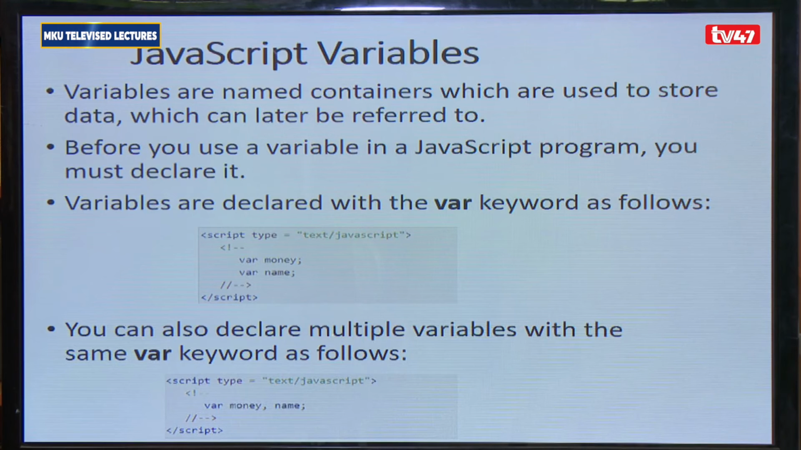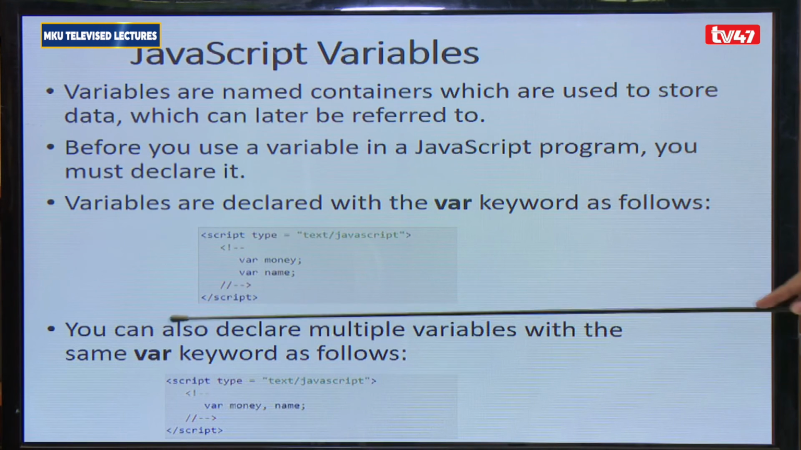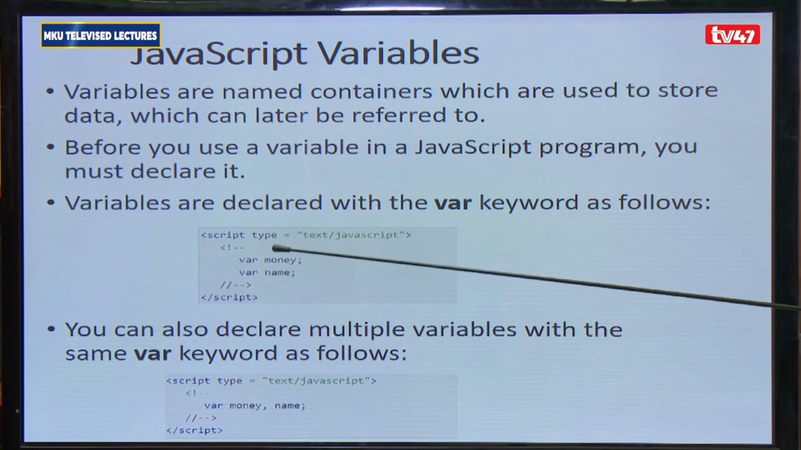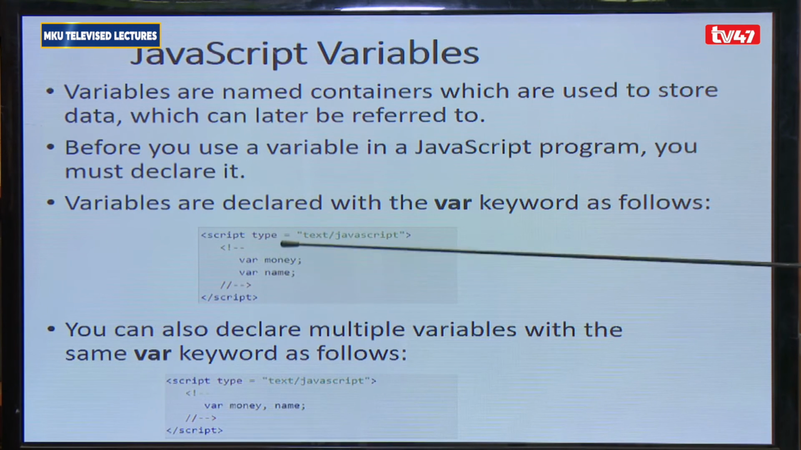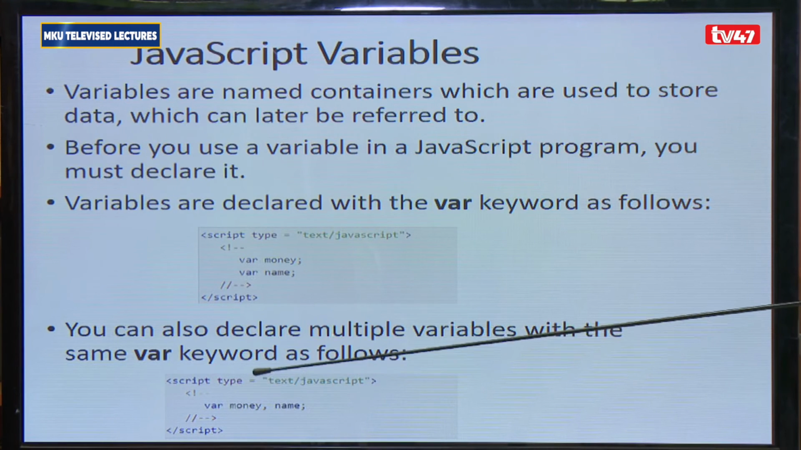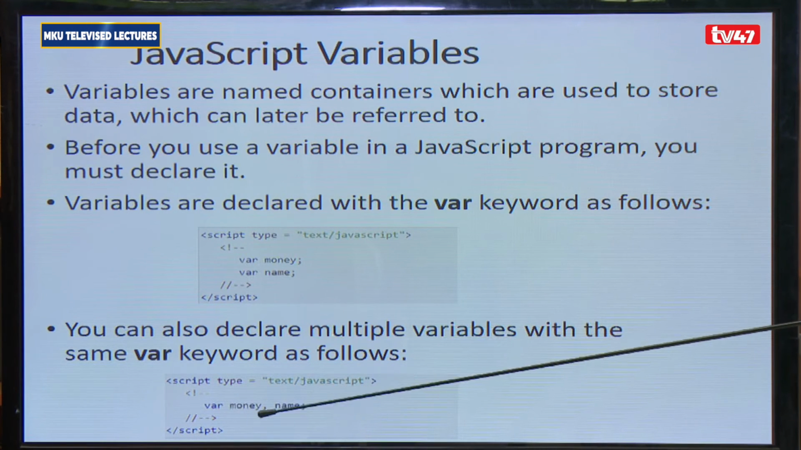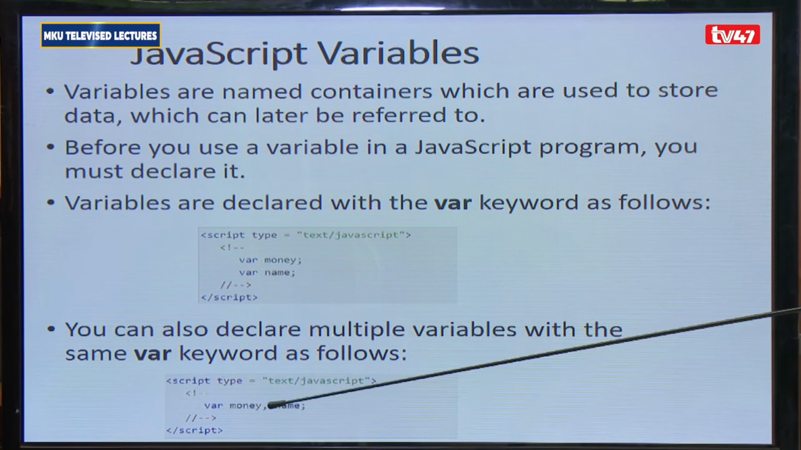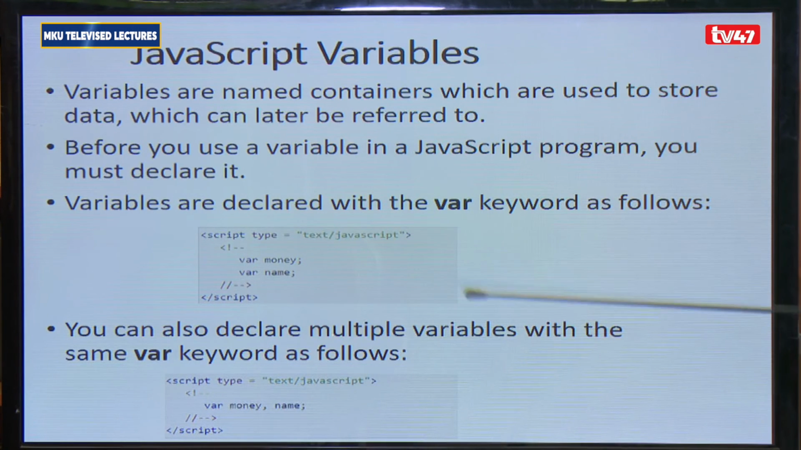Again, remember in JavaScript, semicolons are optional, so you can choose not to have them or have them. Now, you can also declare multiple variables within the same var word, but you have to separate it with a comma. Here, you see we have defined each one of them independently, but you may decide to use one var keyword and then separate the two different variables here, money and name, with a comma. So that is done there.